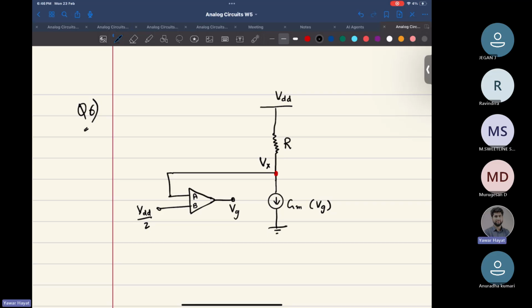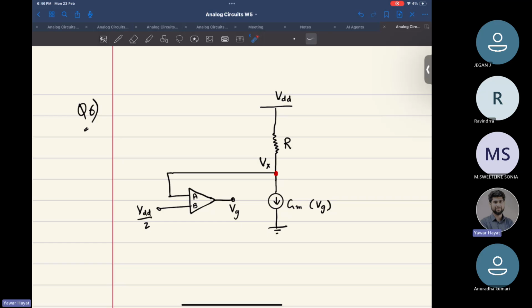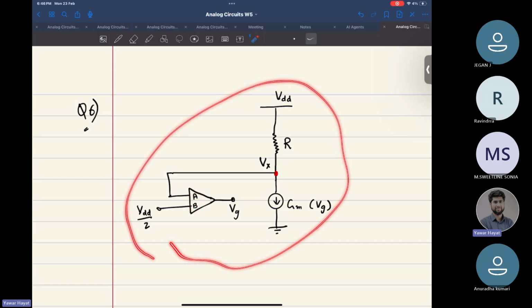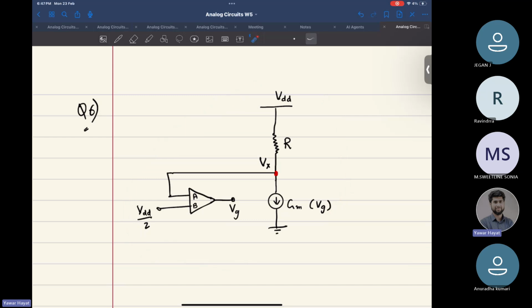Okay, should I repeat it? If this is your system and this is our op-amp, remember we had those non-inverting and inverting terminals in the op-amp. I'm not explicitly mentioning them. Instead, I'm using variables A and B. I want you to tell me what should be the non-inverting terminal and what should be the inverting terminal, such that this whole system would be in a negative feedback.